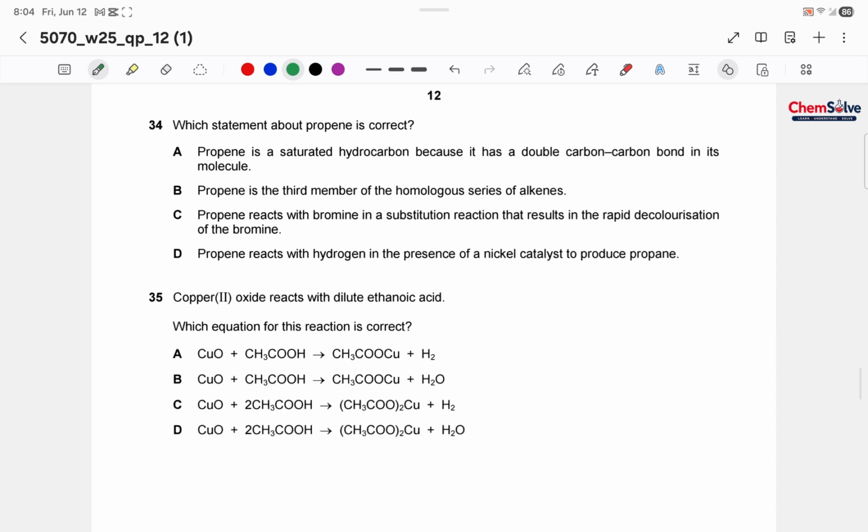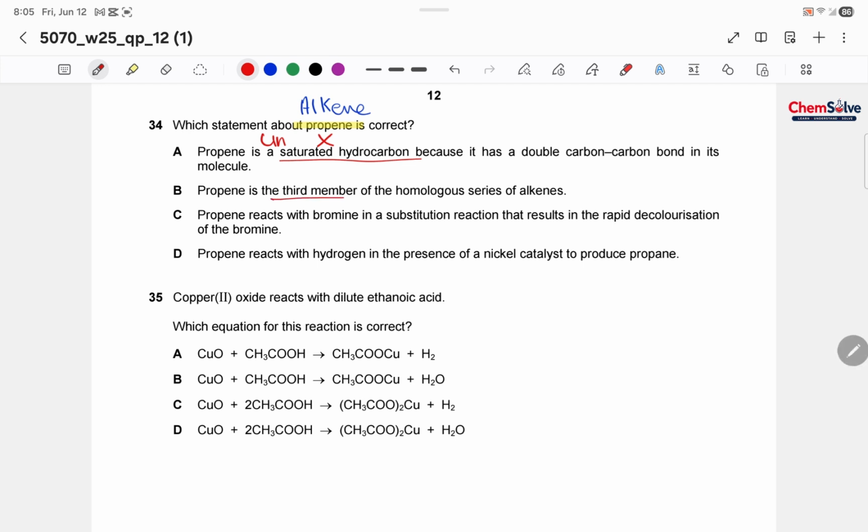Coming towards 34. Which statement about propene is correct? Okay. So what is propene actually? Propene is an alkene basically. It's an alkene. Propene is saturated hydrocarbon. We just have discussed that it is an alkene and alkenes are unsaturated. They are not saturated. So this statement is incorrect.